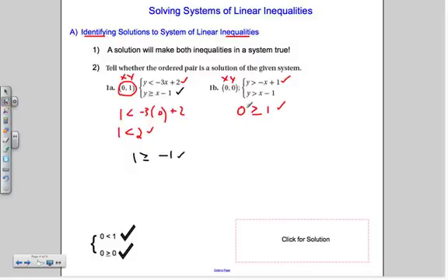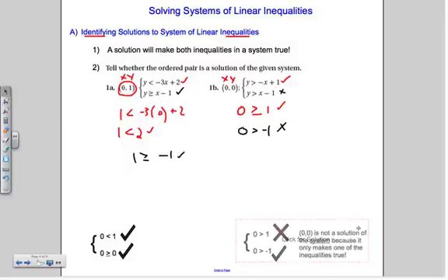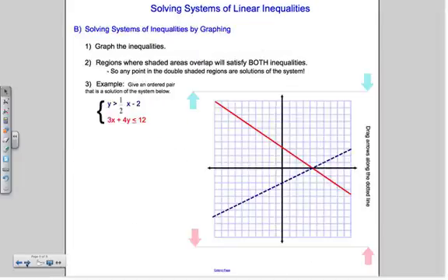But let's check out the second one. If you plug in 0, 0 here, you get 0 for your y, greater than, plug in 0 for your x, it would be 0 minus 1. Is 0 greater than negative 1? No, not true. So this is not a solution for this inequality. So therefore, not a solution for the system. Cool? So 0, 0 is not a solution for the system because it only makes one of the inequalities true, not both. Sweet, moving on.